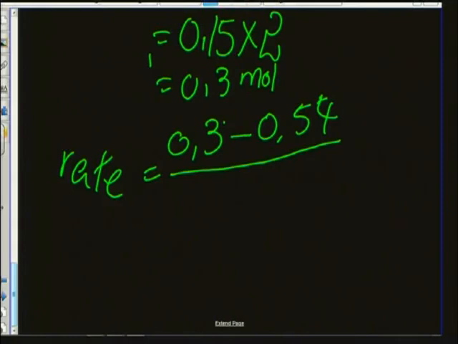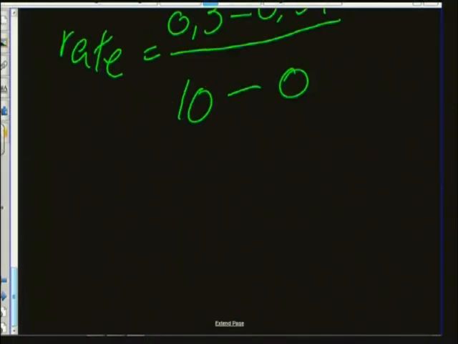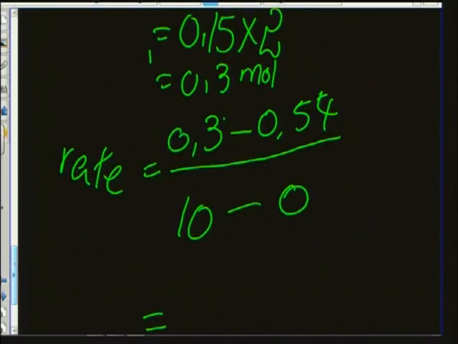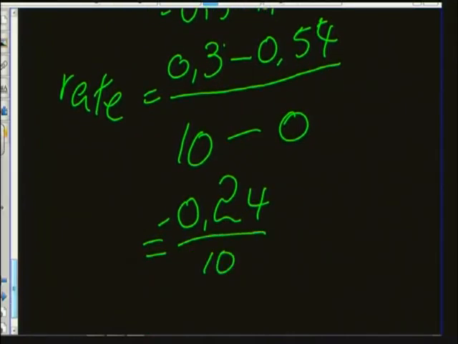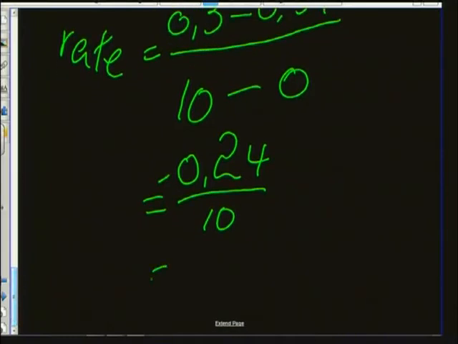And then that will be divided by the time. Our initial time was 0. Our final one was 10. So it's 10 minus 0. And so that will be equal to, just going up a little bit, 0.3 minus 0.54. What's the difference in there? So we'll find that it is 0.24, of course, which is negative. Now that will be 0.24 divided by 10. And the answer that we have got there is minus 0.024 mole per second. Well, that's it for question number 1.